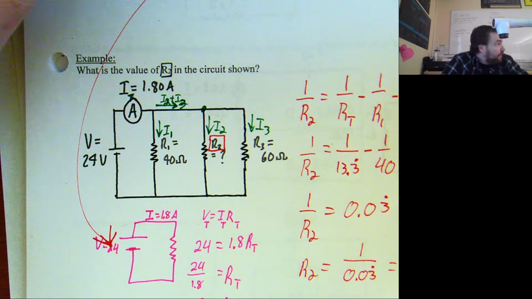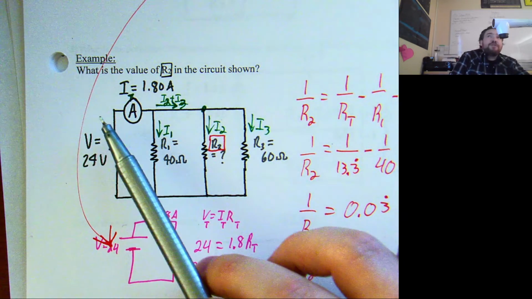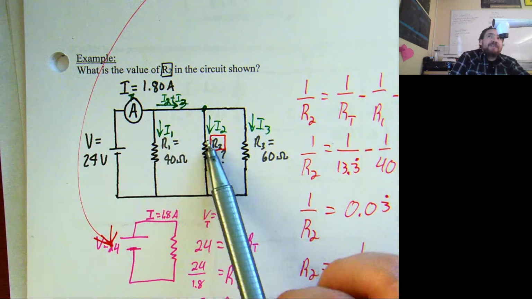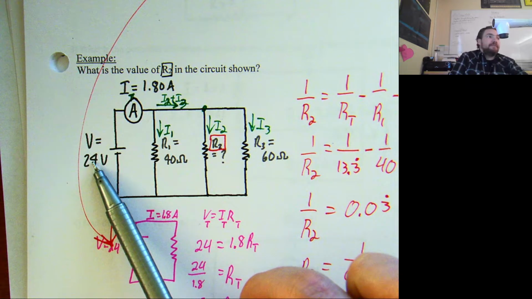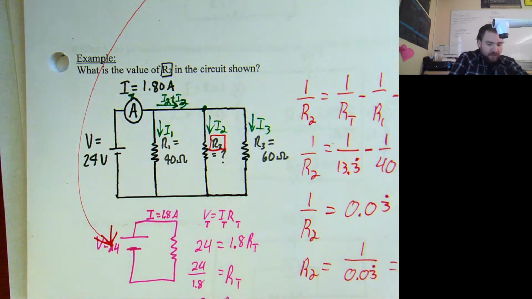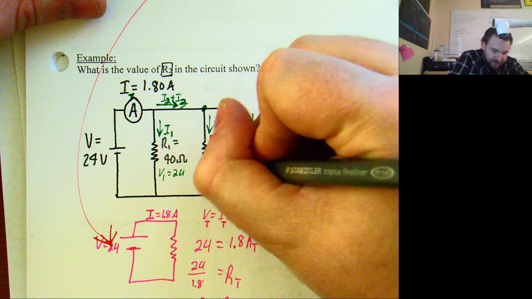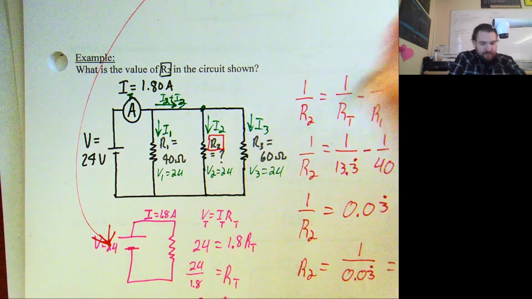Yeah, Eric. The voltage drop has to be. And because there are no other voltage drops earlier or later, each one of these branches has to use the entire 24 volts supplied to it. So we know that V1 is going to be 24. We know that V2 is going to be 24. And we know that V3 is going to be 24.